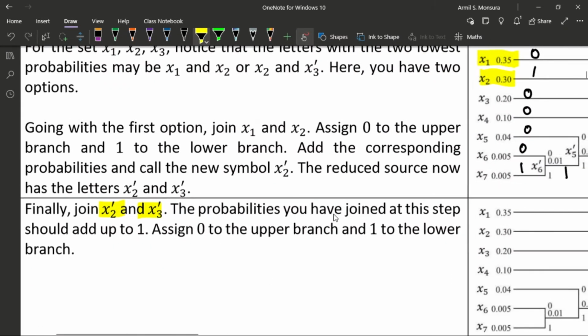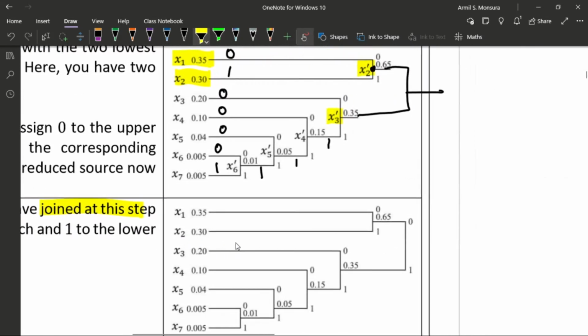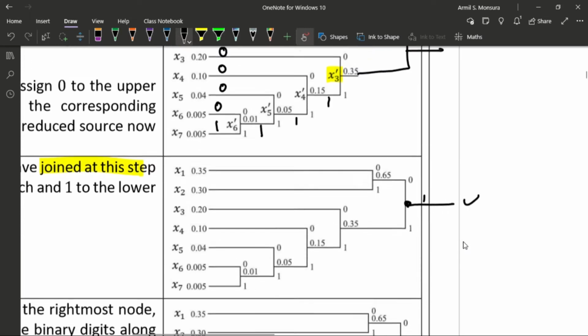Okay, so the probabilities that you have joined at this step should add up to 1. Kailangan ang magiging sum na niya doon sa pinakadulong branch should be 1. So, ang magiging sum na dito is 1, which when we check, is 0.65 plus 0.35. So, that's 1 nga. So, tama. And then, ayun. So, this now is the completed code 3.